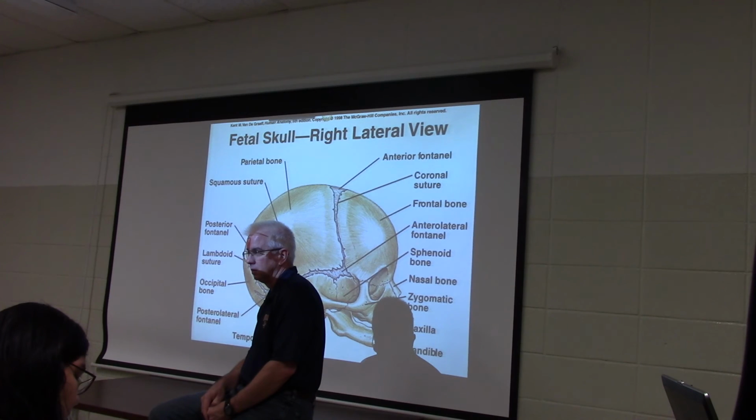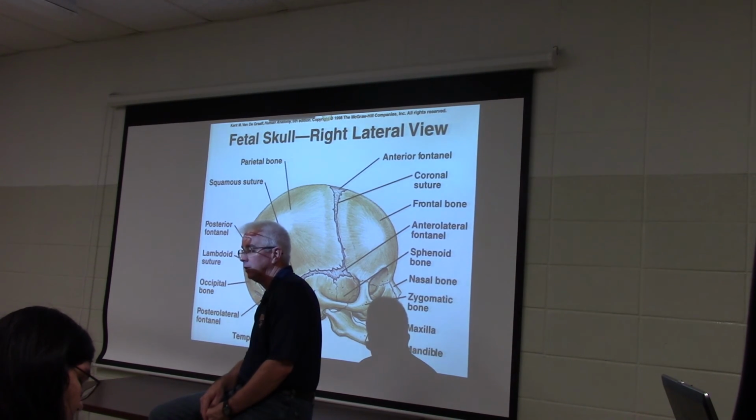So the ABCD rule is important as well. For melanoma, yeah, for the melanoma, asymmetry, border irregularity, color, and diameter.